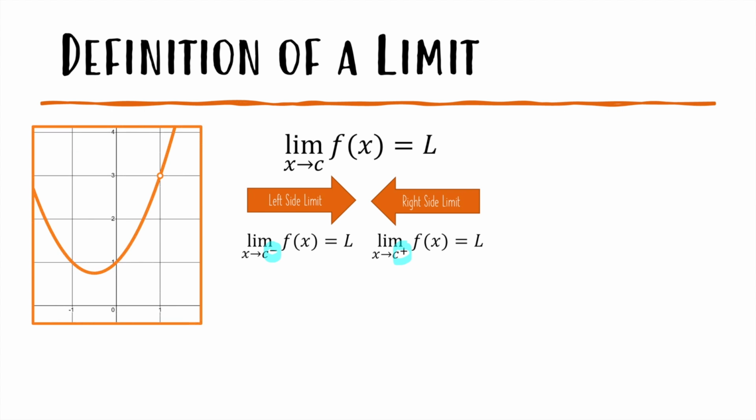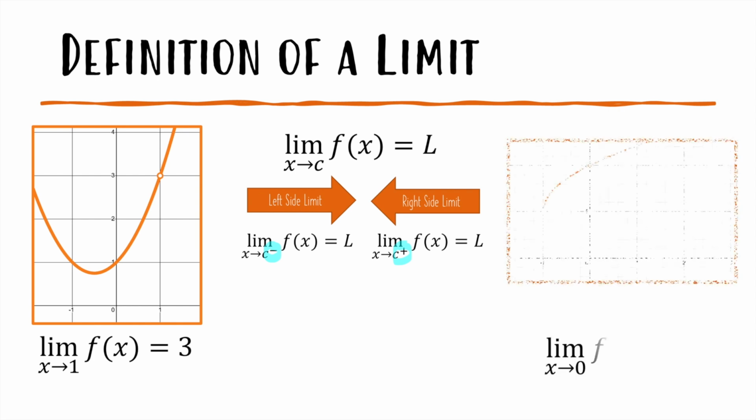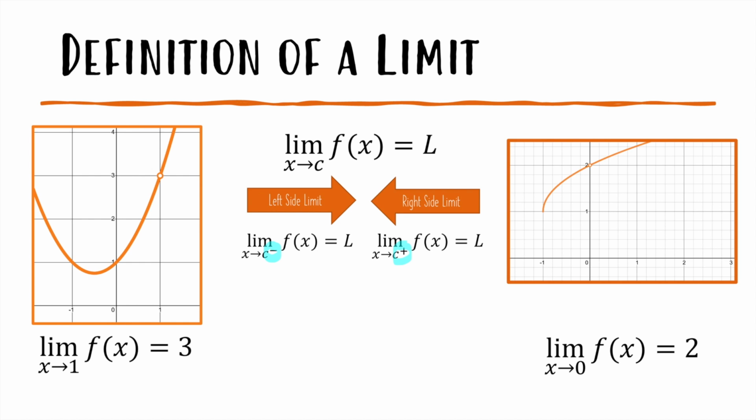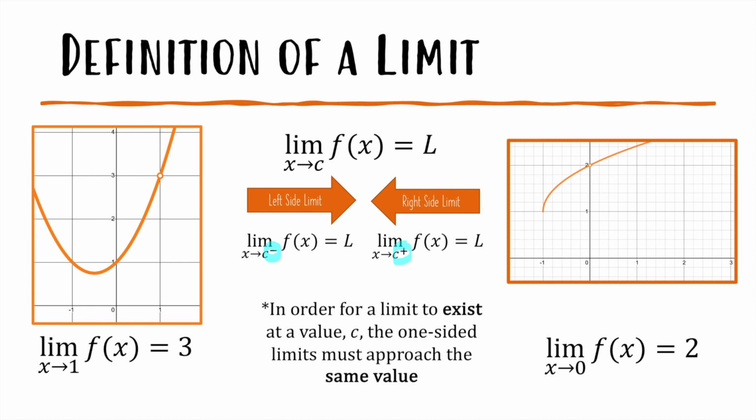So in the first example we had, the limit of our function approached 3 from both the left and the right. And in the second example we looked at, the graph approached 2 as x approached 0 from the left and from the right. So it's important to note that in order for a limit to exist at a value c, the one-sided limits, that is, from the left and from the right, must approach the same value.